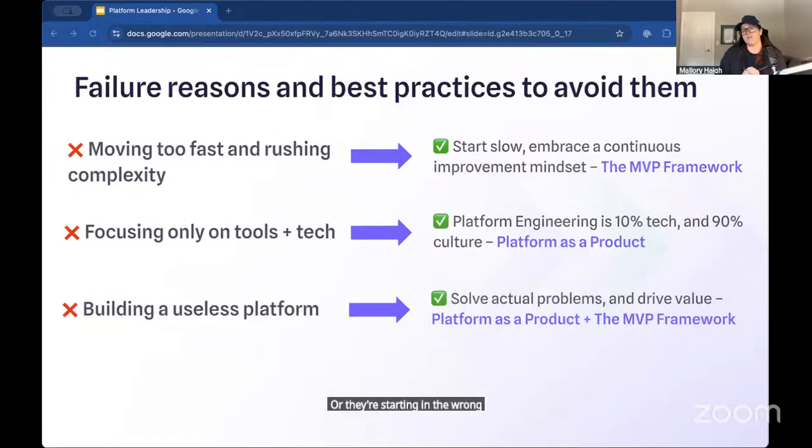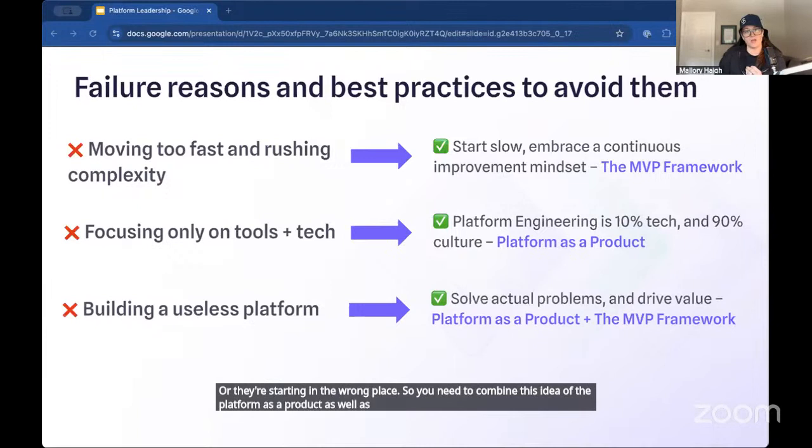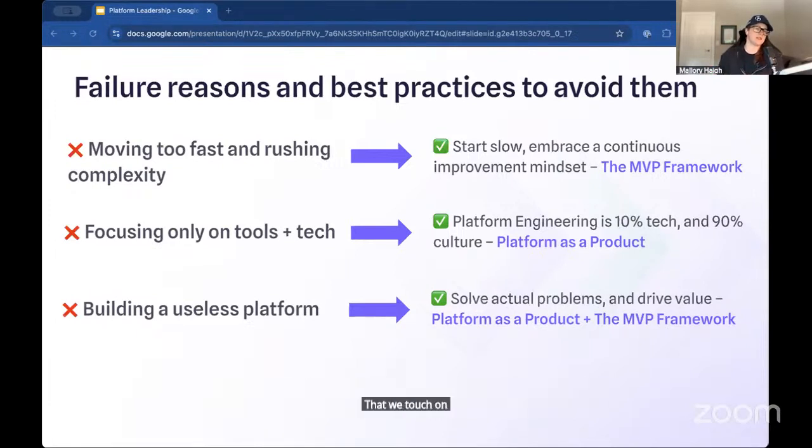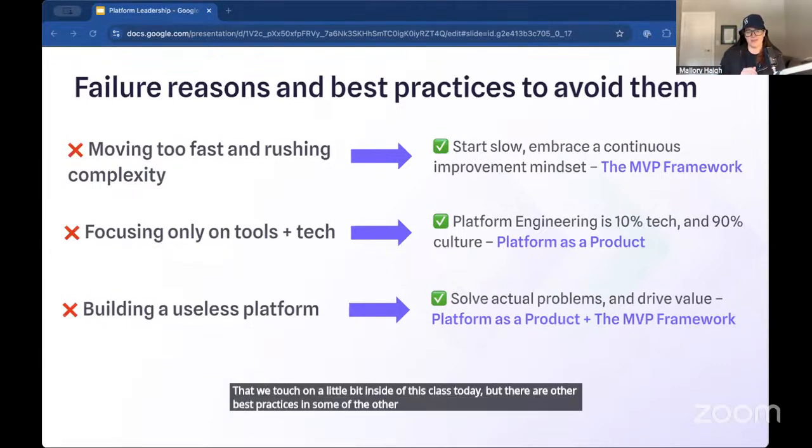So you need to combine this idea of the platform as a product, as well as use something like the MVP framework in order to solve actual problems and drive real value. There are some best practices here that we touch on a little bit inside of this class today, but there are other best practices in some of the other webinars as well as the courses.